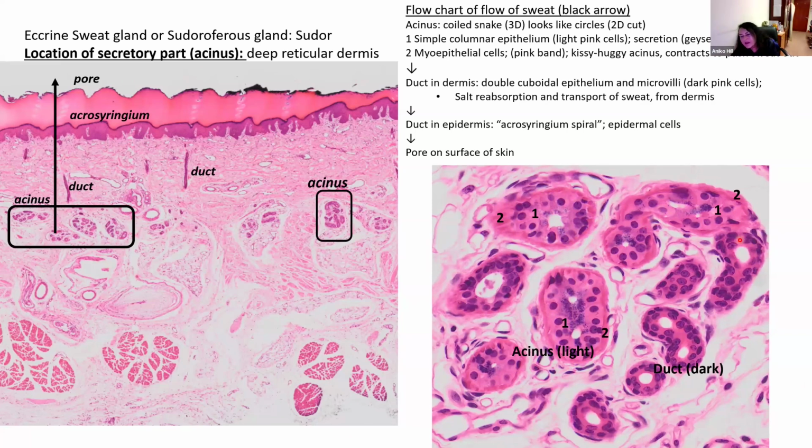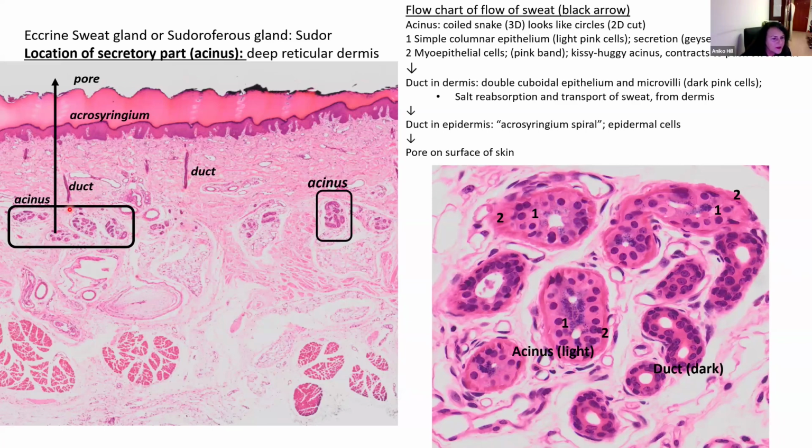And then look at the scenery change. Do you see these cells are much darker and they have a double layer of nuclei? So this is the double cuboid epithelium that is typical for a duct. So if this is the coiled snake, the duct begins here and continues here. So you can see the acinus and the beginning of the duct here. If you go back to the other slide, you can see that this is now the duct, one duct, but we don't have it.